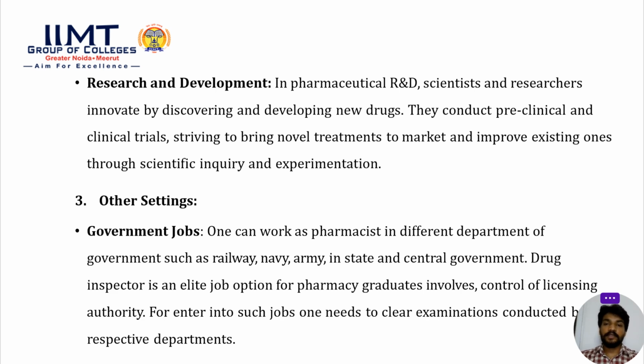Next is research and development. In pharmaceuticals, R&D scientists and researchers innovate by discovering and developing new drugs. They conduct preclinical and clinical trials, striving to bring novel treatments to the market and improve existing ones through scientific inquiry and experimentation. Next, we will talk about the other settings.